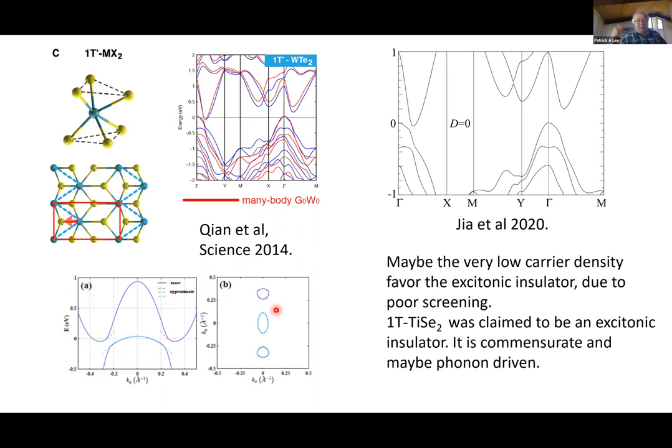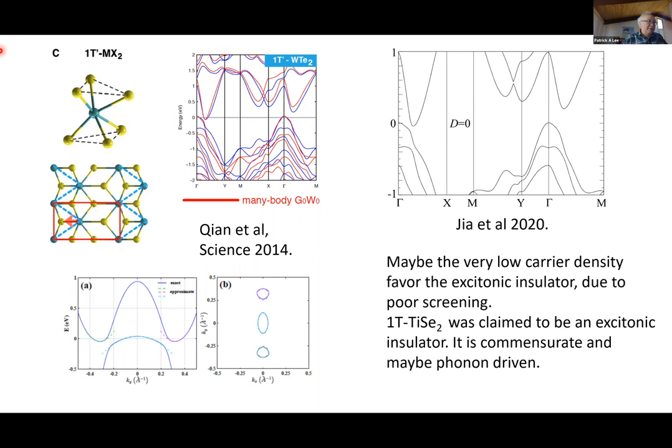Because this insulator is this exotic topological insulator, right? But now the suggestion is that this is actually an example of an excitonic insulator, that the gap is formed because of Coulomb attraction between the electron and hole. So maybe the very low carrier density favors this excitonic mechanism. I should say that there are not many examples of excitonic insulators. Titanium diselenide has been claimed to be one, but in that case it's commensurate and it may be phonon driven, so there's some controversy about its origin. But in this case, if this is confirmed, it will be an incommensurate excitonic insulator. I think this is probably the first example.